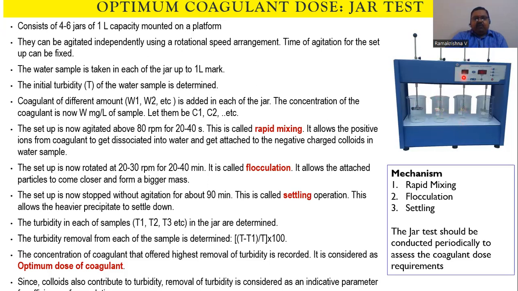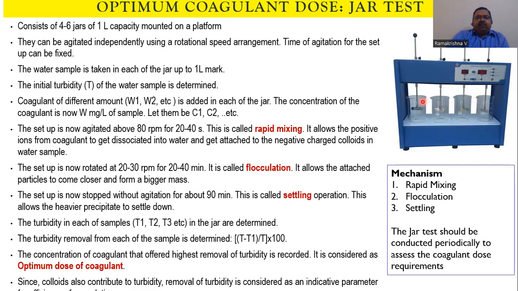Now you are having two setups here. One is a time controller and the other is a speed controller. So what we'll do is, once we keep the sample in the jars, we'll add different amounts of coagulants, say C1, C2, C3, etc. So for example, I take 1 liter of water here, I add 10 milligrams of alum here, 20 milligrams, 30 milligrams, 40 milligrams. So the concentration is 10 milligram in 1 liter, 20 milligram in 1 liter, 30 milligram in 1 liter. So like that we are having.